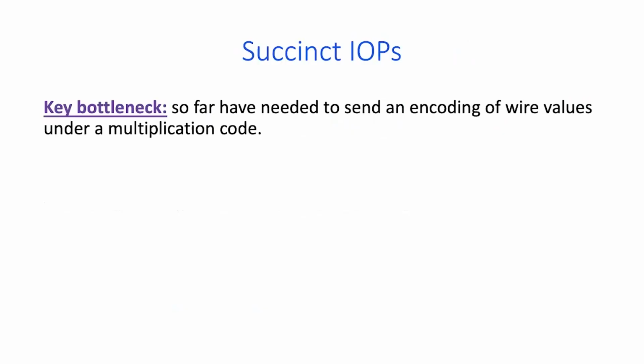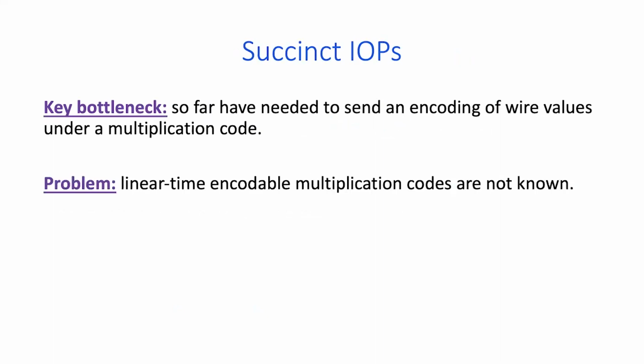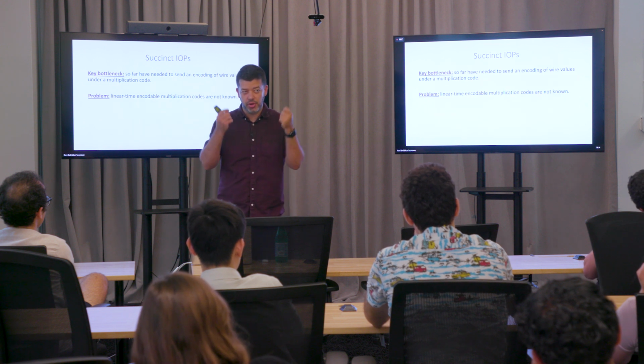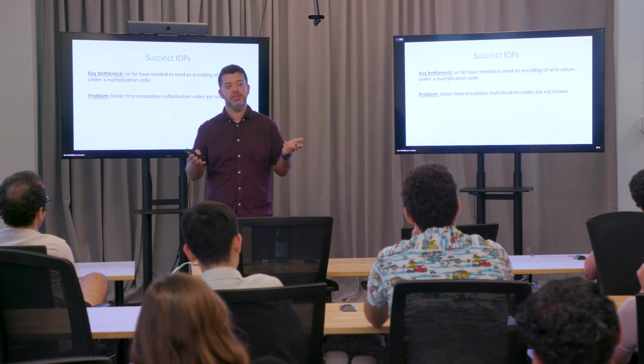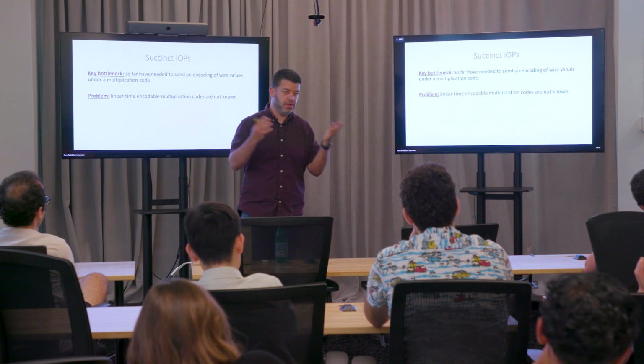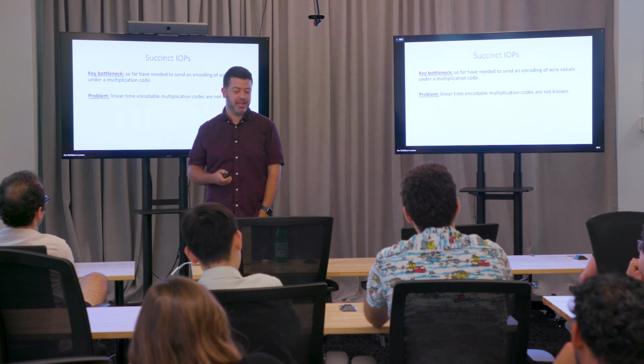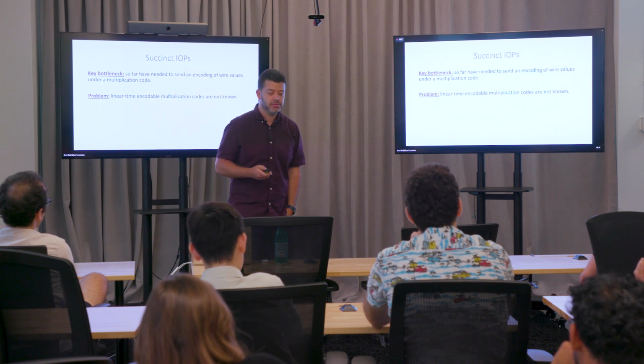The key bottleneck in what I've described so far is that we have to send this encoding of the wire values. And the way I described it so far, we're sending the encoding under a multiplication code. The unfortunate thing is that the best multiplication codes that we have are essentially a Reed-Solomon code, for which encoding is via an FFT, and it incurs a logarithmic overhead. So if you want to follow the template that I described above, encoding all of the wire values using a multiplication code, you're kind of stuck. If you had a way to speed up FFT, wow, but we don't. So it's not clear what to do.